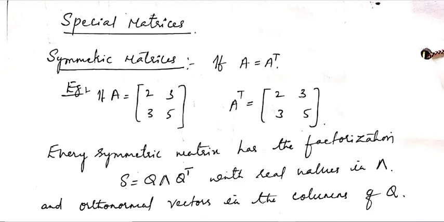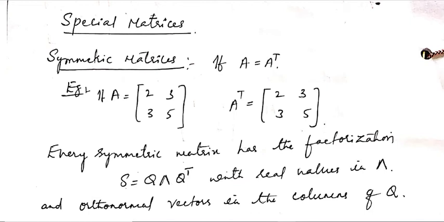For example, if A is a matrix of order 2 cross 2, say 2, 3, 3, 5, then its transpose is given by, interchanging the rows and columns of A, we get A transpose as 2, 3, 3, 5. In this case, A is the same as A transpose. So therefore, A is said to be a symmetric matrix.